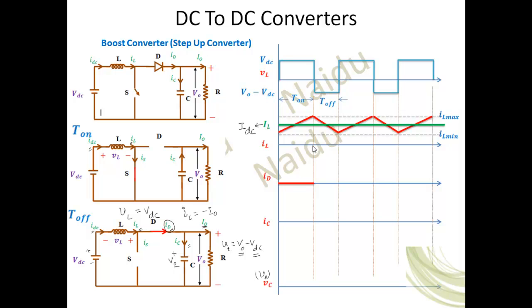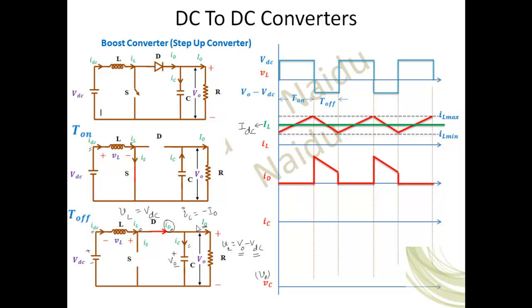Whatever the inductor current is during this period, that portion will be flowing through the diode, the same current. It is starting from here and then like this. The same current is flowing through the diode. Now again, if you continue turn on, turn off, then this will follow like this.